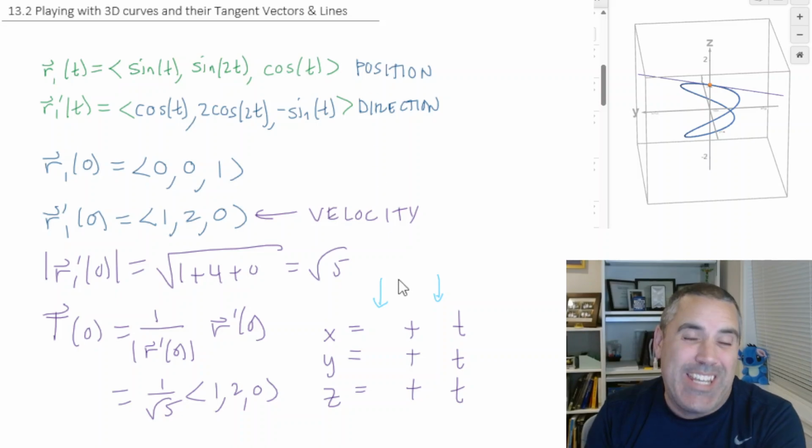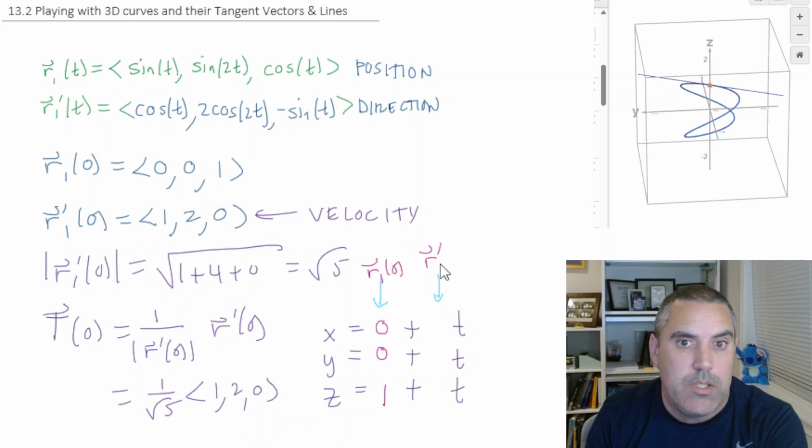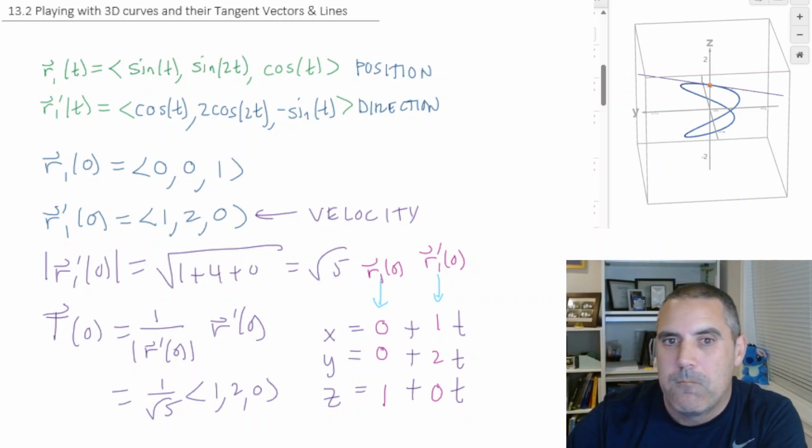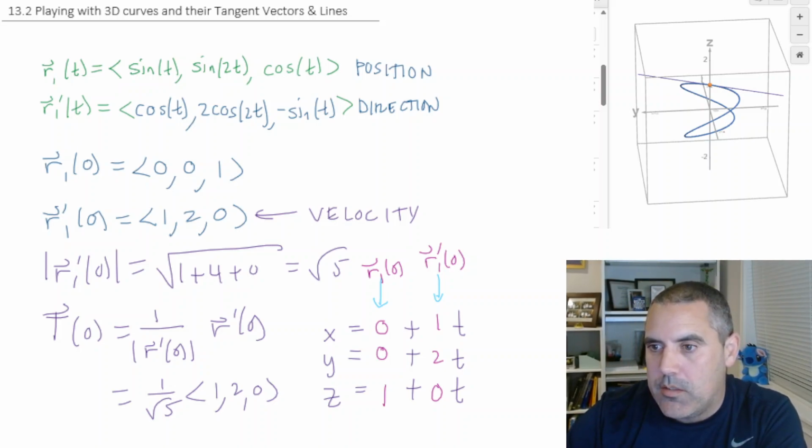If we're talking about a tangent line, then the point would be the location where you're at. So in this case, (0, 0, 1). And the direction would be the direction that you're going. In this case, (1, 2, 0). You could also use the unit tangent as the direction. That would be fine.